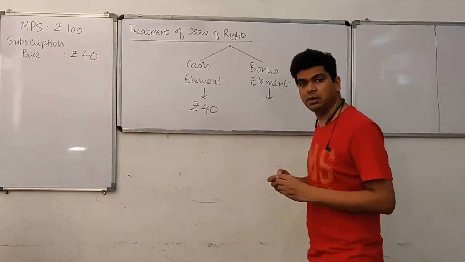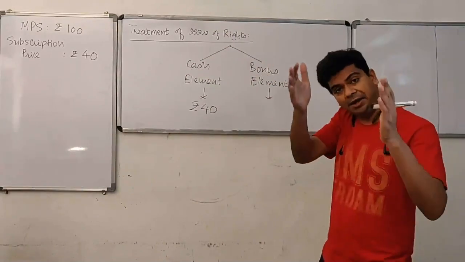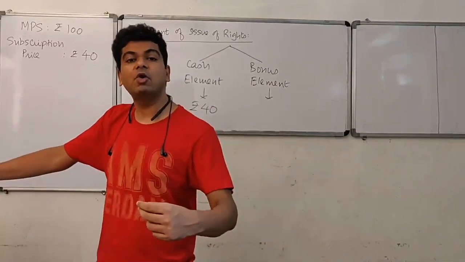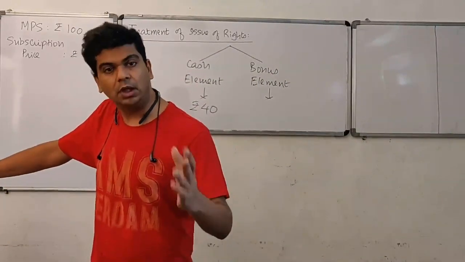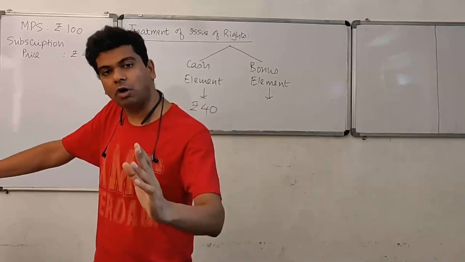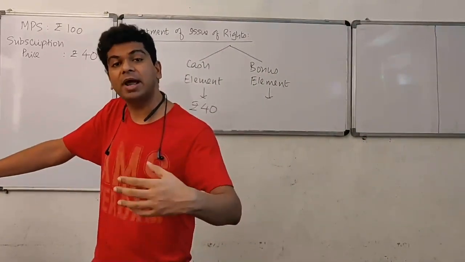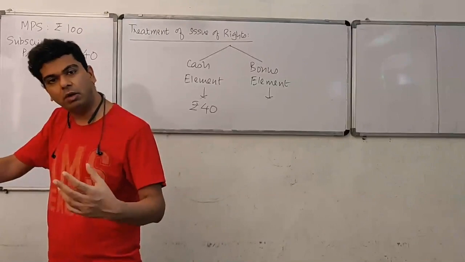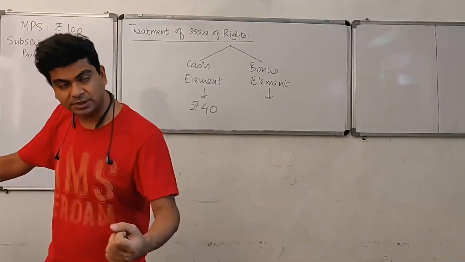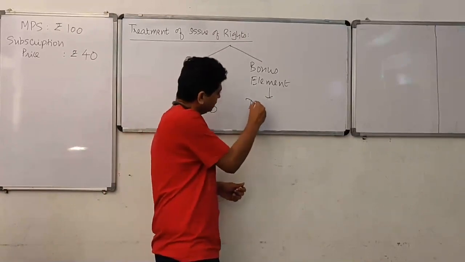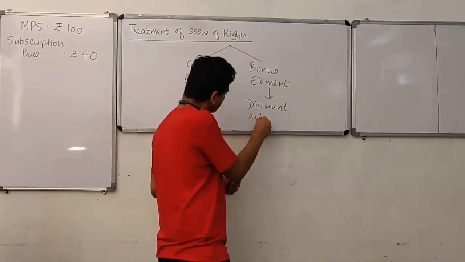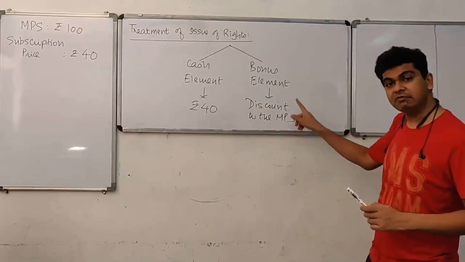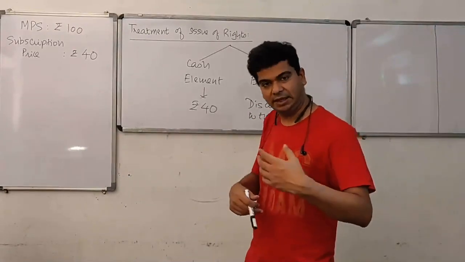What is the bonus element? A share which is trading in the market at 100, you are giving away that share just at 40 rupees. Don't you feel that you are offering your share at a discount? I am not saying you are giving the share free of cost, but you are definitely giving the share at a price which is lower than its fair value. This discount that you are offering to your shareholders is working as the bonus element. So the bonus element is the discount to the market price per share. This is the main thing that we are supposed to do when we are calculating the basic EPS.